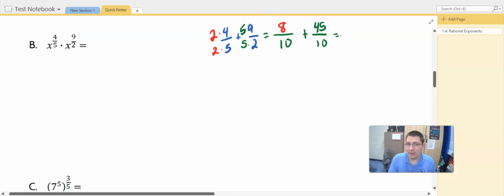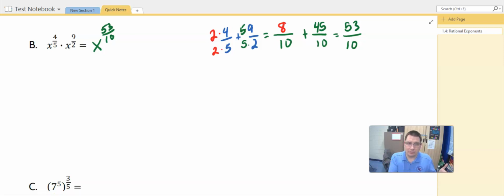And remember, to add fractions, we're going to add the numerators and keep our common denominator. So our denominator is 10. 8 plus 45 is 53. And so this is going to be x, because we keep our base with this property, to the 53 over 10 power. Now again, that seems like a crazy power, but the property is what it is, right? We're going to add these fractions and get our new rational exponent.